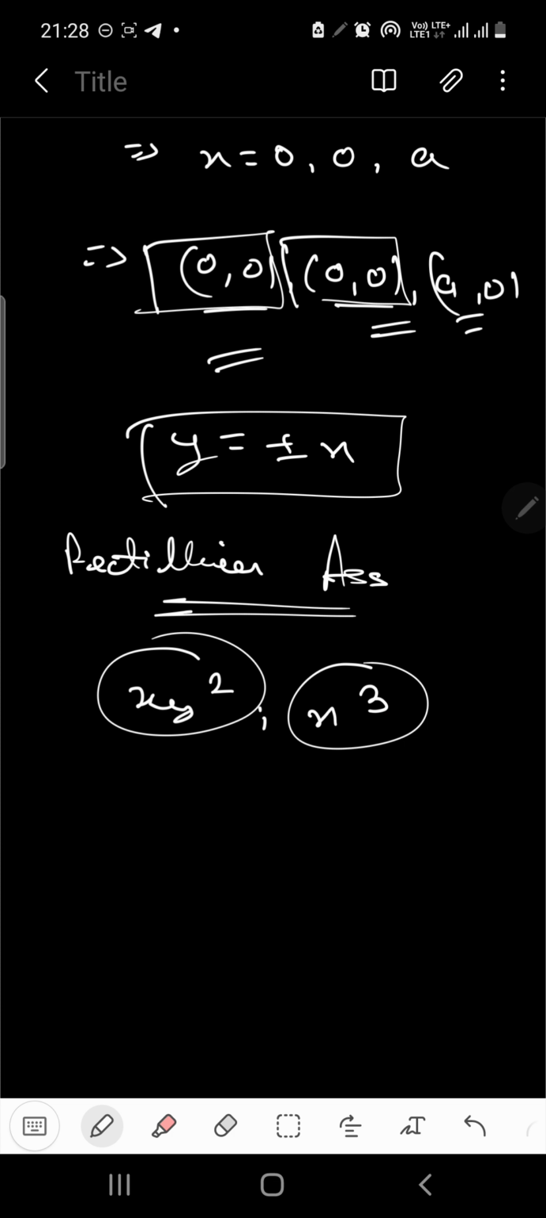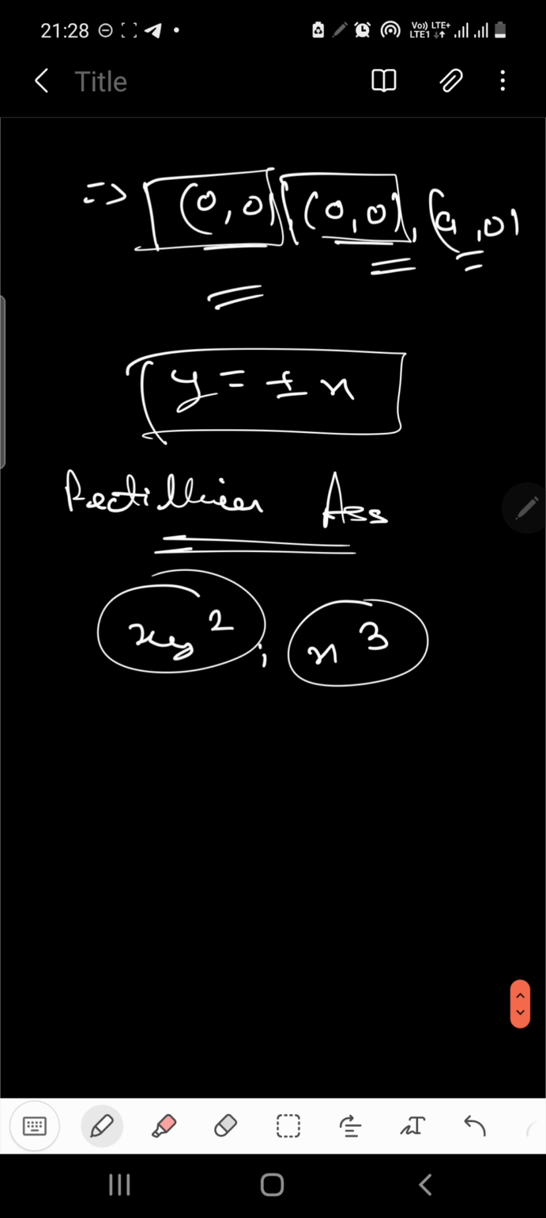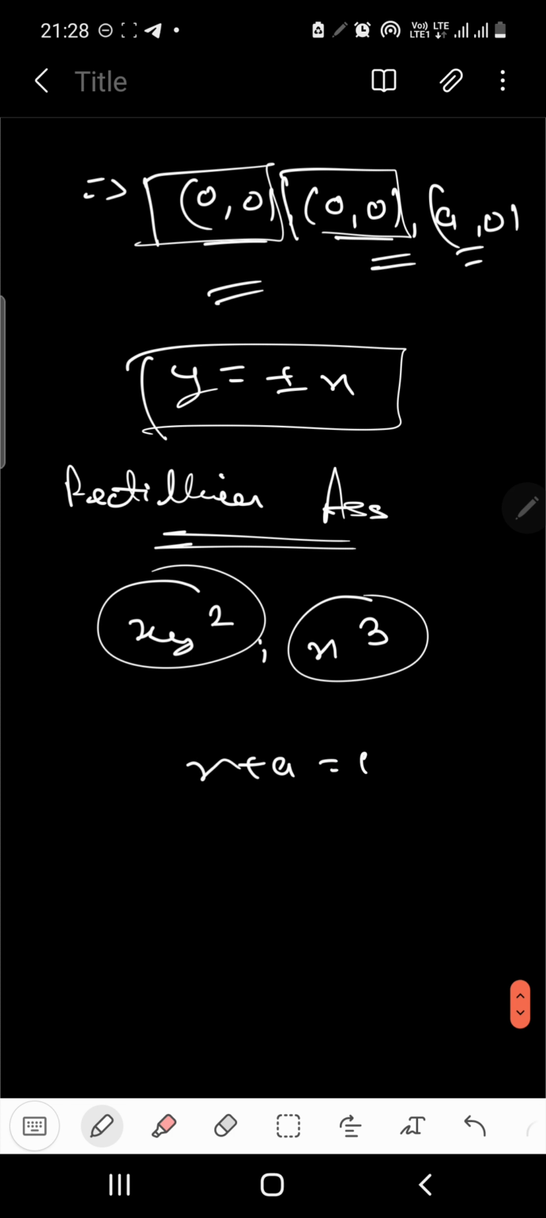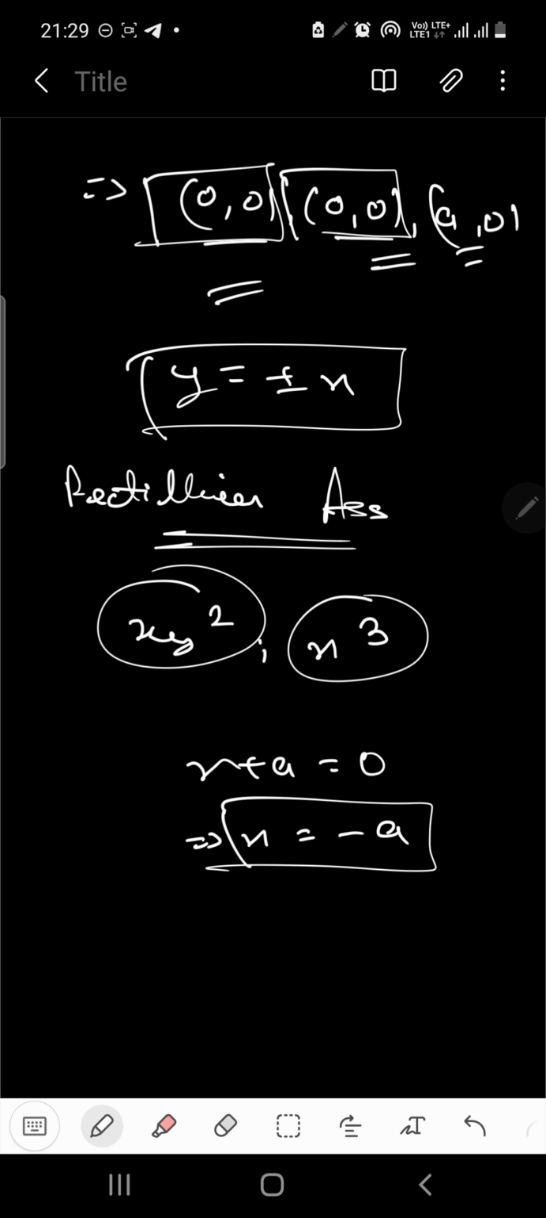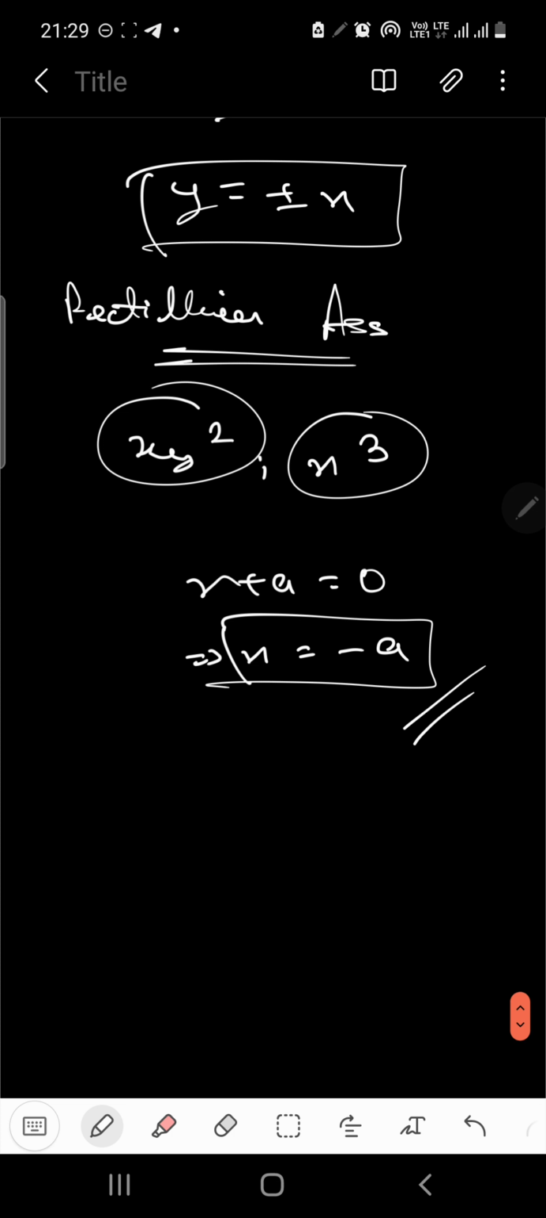So if we do that for y, we get x plus a equals 0. That is, we get x equals minus a. Clear? x equals minus a. I guess it's clear. So this is the rectilinear asymptote which is parallel to the y-axis, which we are getting. Similarly, for a square minus x, if we do it, we get a minus x equals 0.